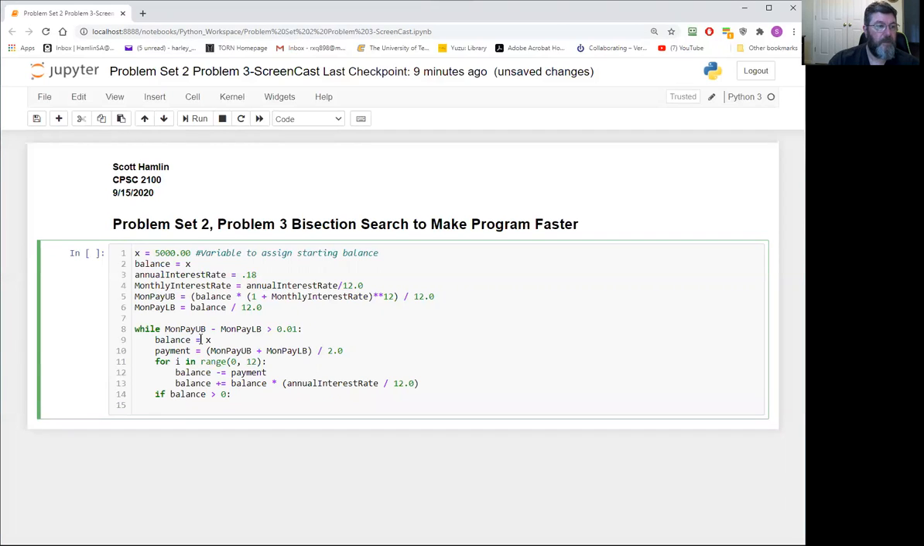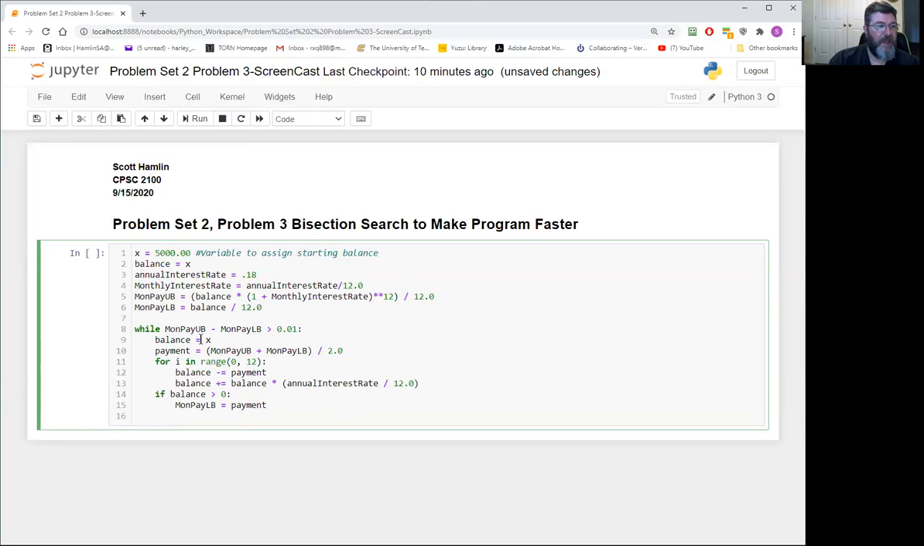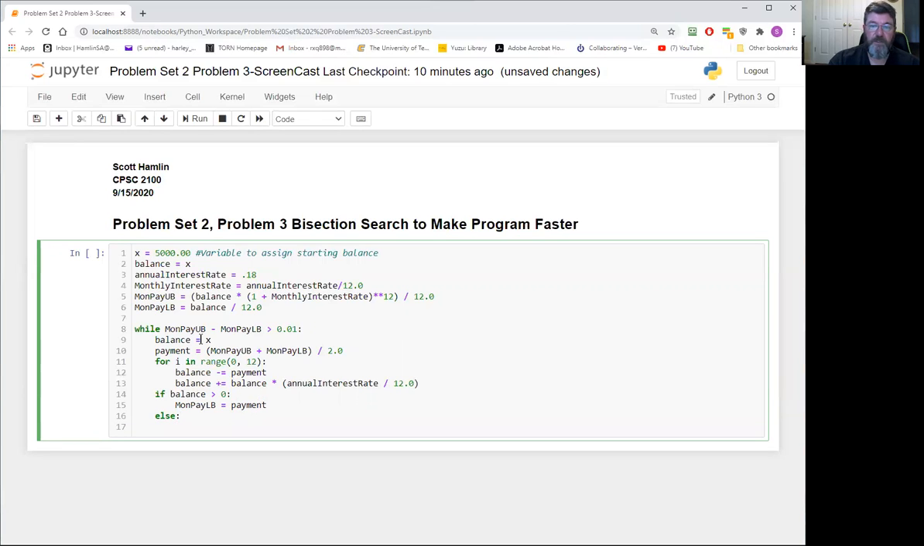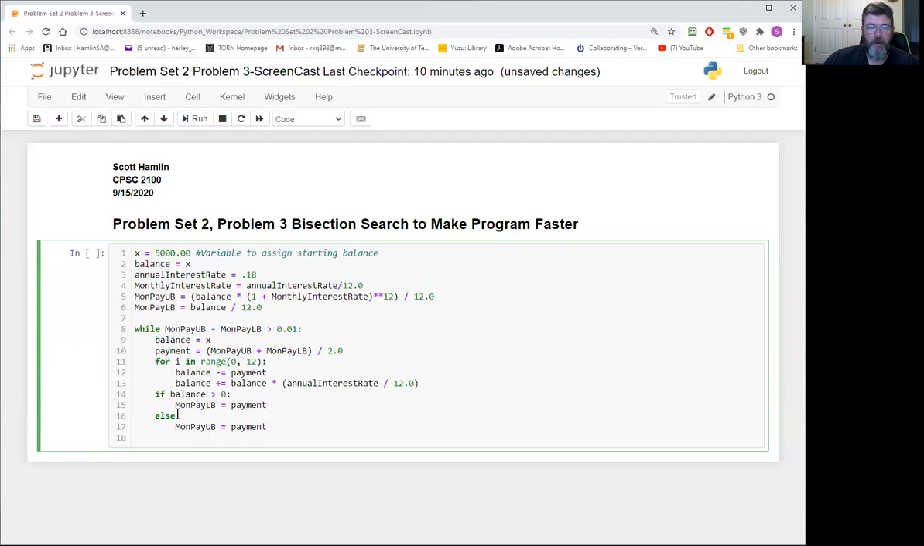It's too low, so we want to take our previous payment and make that our lower bound. We don't want to go any lower than the payment we were making. So that's going to change the lower payment to what we were paying, and move the range. Now, if it's not that, then obviously our balance was less than 0, so our upper payment was too much. So we want to adjust the monthly payment upper bound and make that the payment.